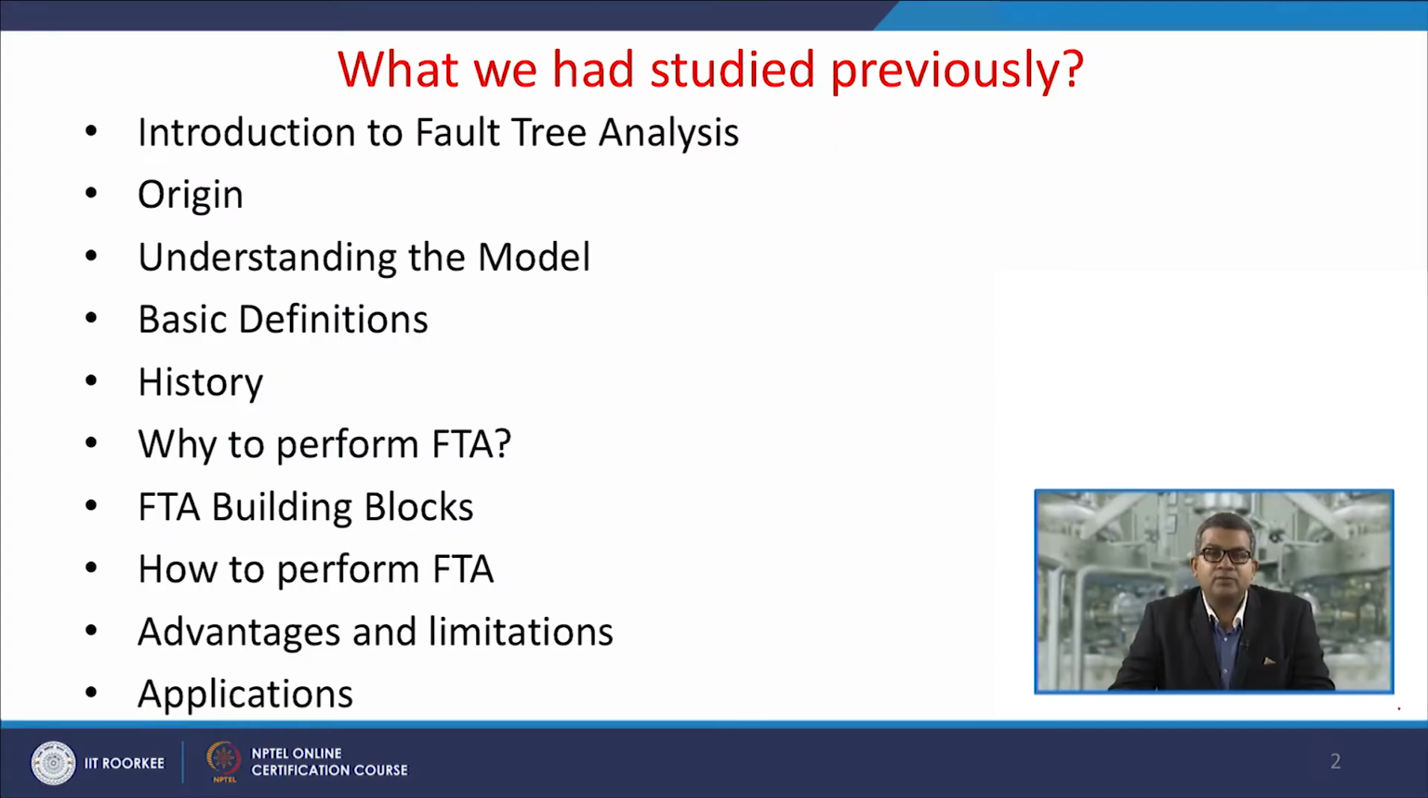So, we had an introduction to fault tree analysis, and during this analysis, we went through its origin. We had a very good understanding of the model of fault tree analysis. We were well acquainted with its basic definition and history. Then we had a brief discussion about why there is a need to perform fault tree analysis. And apart from this, we discussed the various building blocks of fault tree analysis and the basic methodology through which we can perform it.